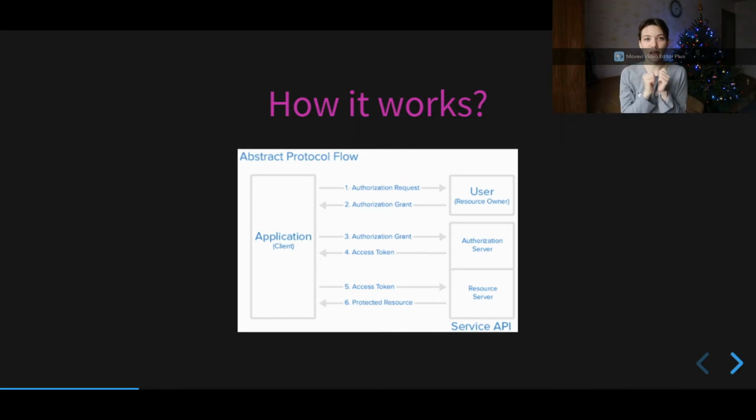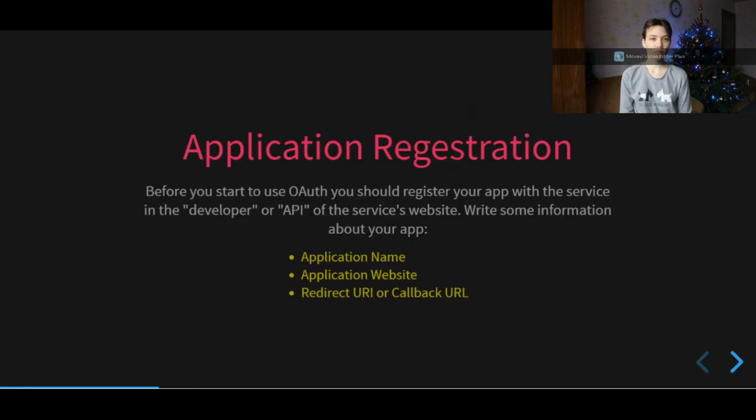The application requests the resource from the resource server API and presents the access token for authentication. If the access token is valid, the resource server API serves the resource to the application.